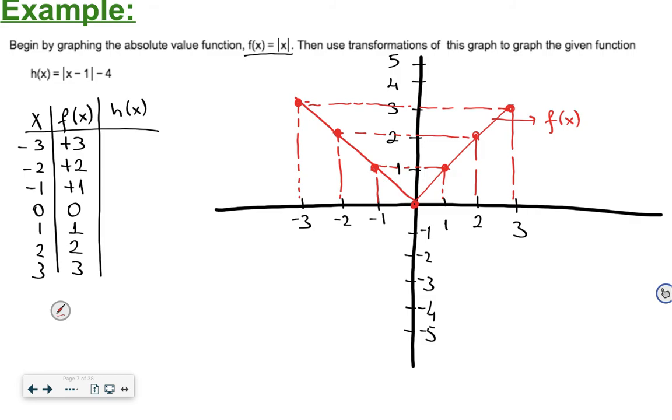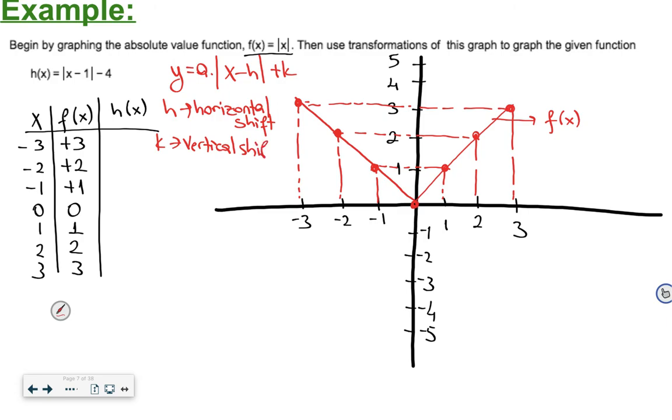Now h of x. Remember, what was the general form of the absolute value function? Y is equal to a times the absolute value of x minus h, plus k. H stands for horizontal shift, left or right, and k stands for vertical shift, up or down.